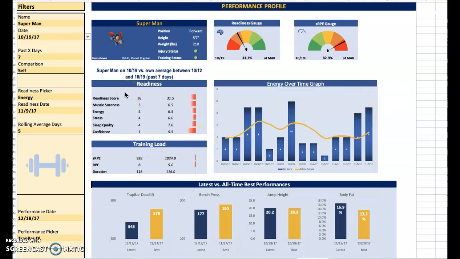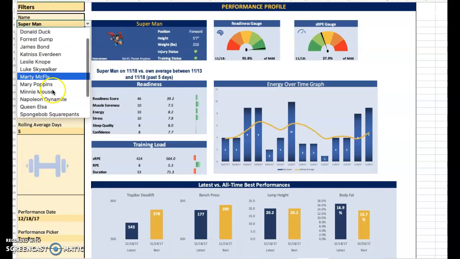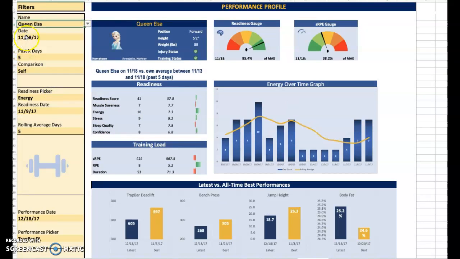We have readiness indicators in which you can compare the readiness gauge for this person on this given date. For example, if we switch the athlete from Superman to Queen Elsa on 11/18 over the past 7 days, we can see the information changes respectively.